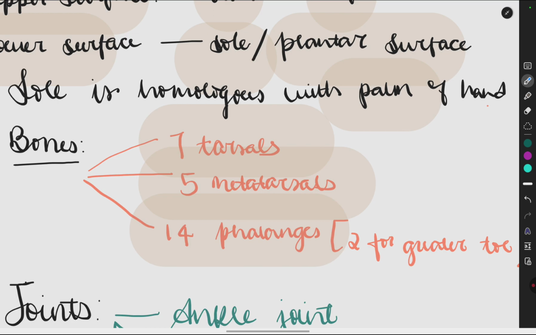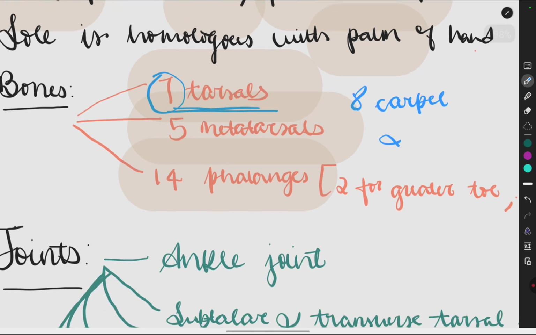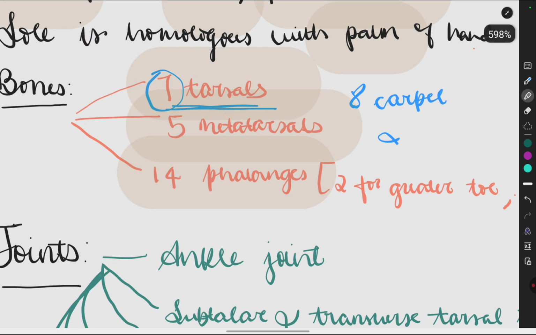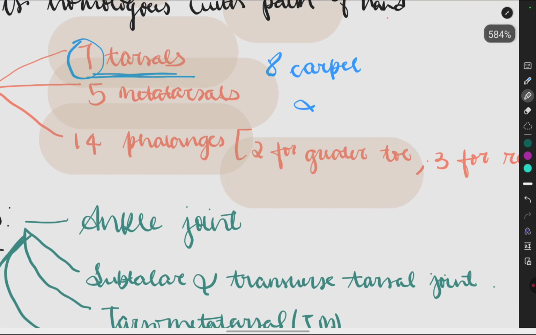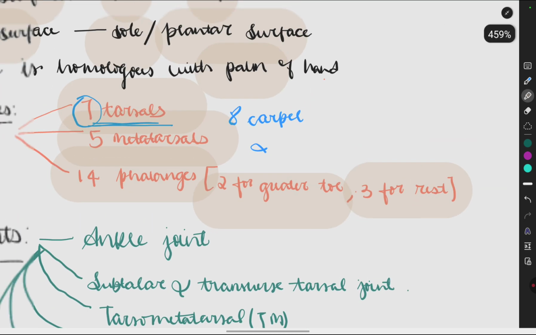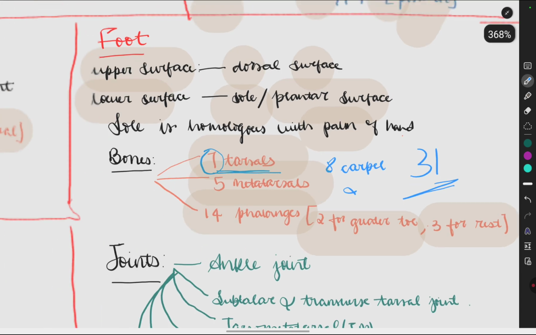In the upper limb we have 8 carpal bones, but in the lower limb we have 7 tarsals instead of 8, because one of these bones becomes the patella, the kneecap. That is the reason we have 7 tarsals, 5 metatarsals, and 14 phalanges: 2 phalanges for the great toe and 3 phalanges for the rest. So there are a total of 31 bones present in each leg.